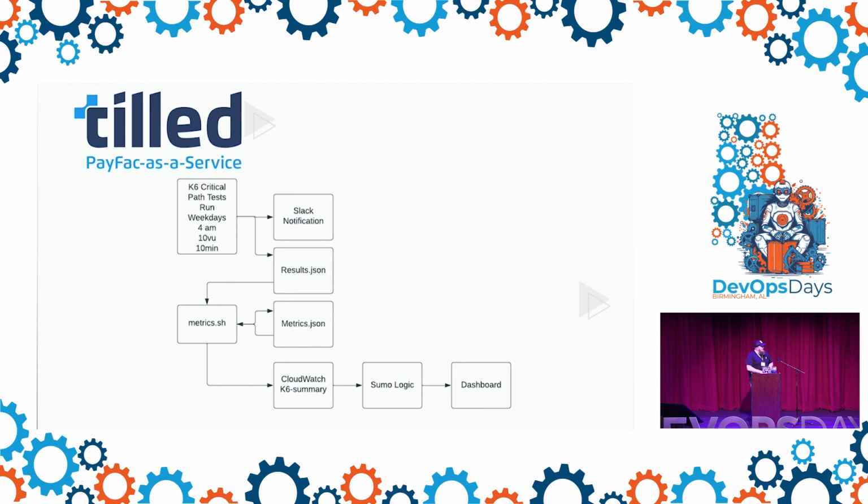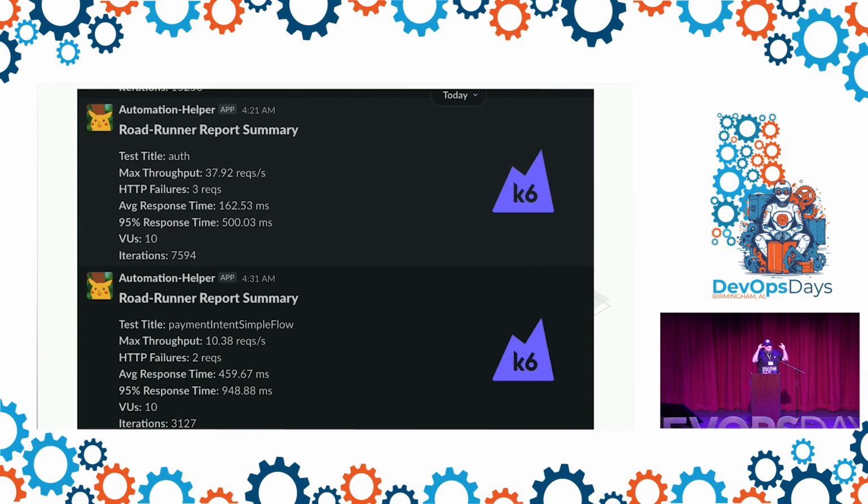So here we actually kick off our Slack notification. This is kind of like our check-in: hey, how did the test go? That posts to a Slack channel, and for each of our different tests, we report out these metrics. The ones we care about are max throughput and the amount of HTTP failures we had, so if a check failed, we would know there. Also our average response time, and our P95 response time, along with how many virtual users ran and how many iterations completed.